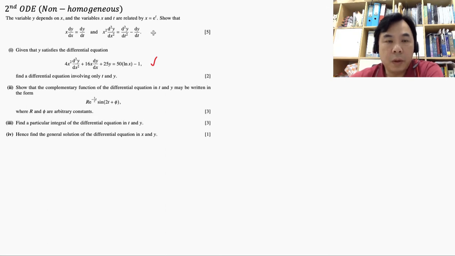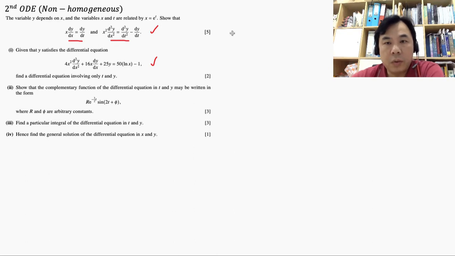Now we have solved the first section of this problem previously. We managed to show that the first derivative is satisfied by this equation, and the second derivative is satisfied by the second equation here. Now we are going to transform these second order ordinary differential equations that represent y in the functions of x into another differential equation that involves only t and y.